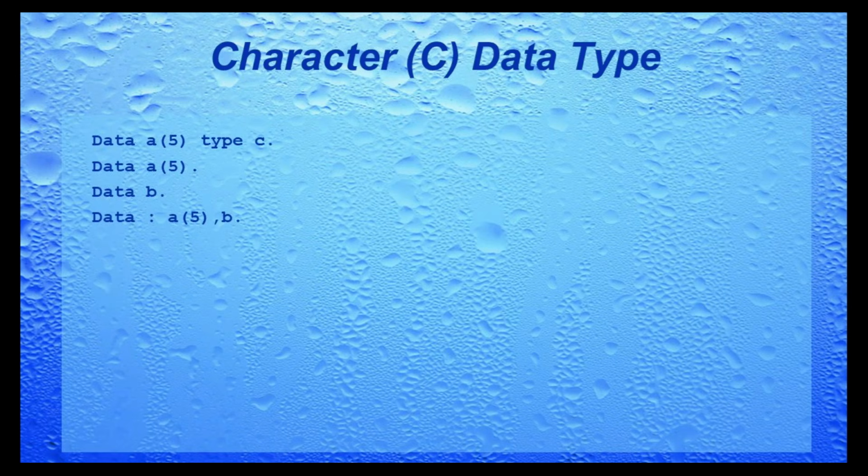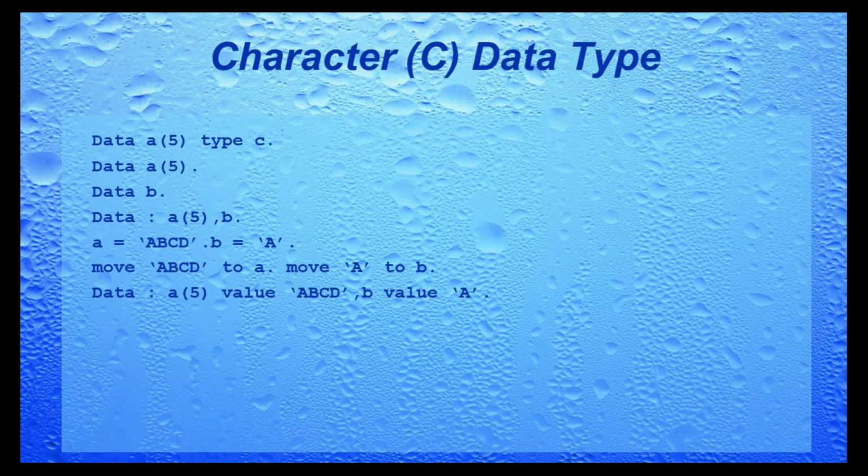As we discussed on the system, data a of 5 and data b both can be combined into a single declaration. We can just say data colon a of 5 comma b. We are not mentioning the type, so default type will be character, and default length would be 1. And a is equals to abcd, or b is equals to a. We are assigning the values here. And then we have move ABCD to A, move A to B. Either way we can do it. So data A of 5 value ABCD, B value A.